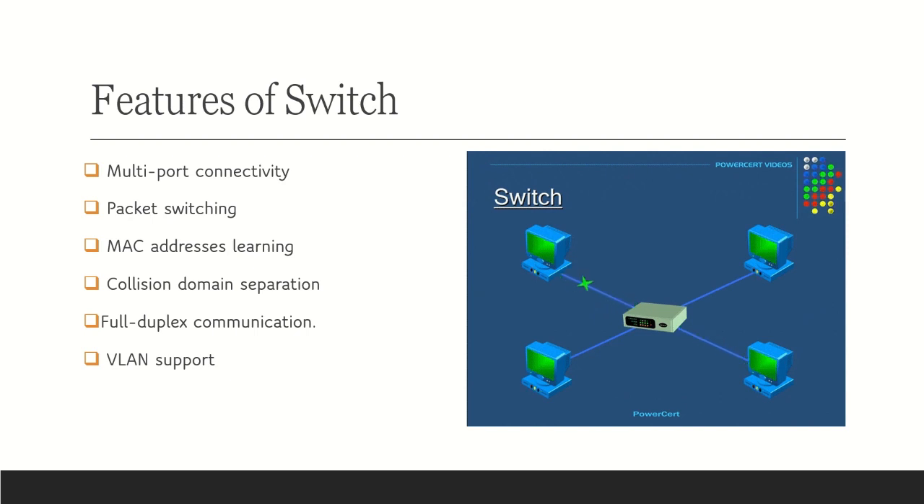It maintains separate collision domains, so there is no chance of collision during data transmission. It provides full duplex communication, so it can transmit data simultaneously. Another feature of a switch is VLAN support, that is virtual LAN. Network administrators can divide the LAN and create virtual networks to make management and security easier.